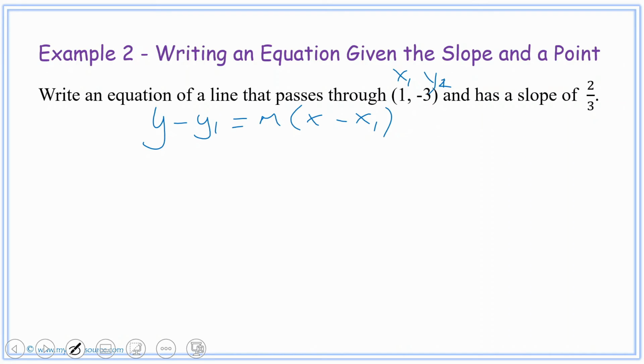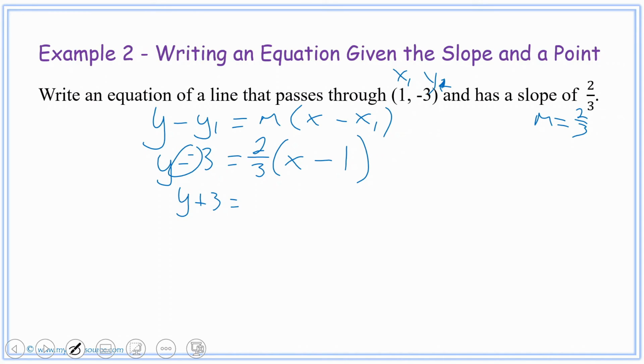Oops, I put 2. All right, so we have our slope, m is equal to 2/3. So we just substitute that in there. y subtract y1, that's negative 3, equals m, that's positive 2/3, times x, which always stays the same there, the first x, and then x1 is 1. Let me just simplify. These are two negatives, so that becomes y plus 3.